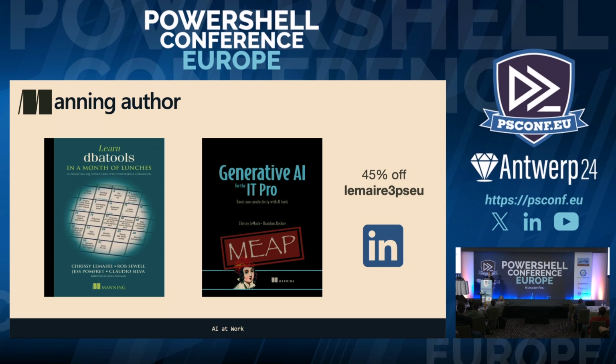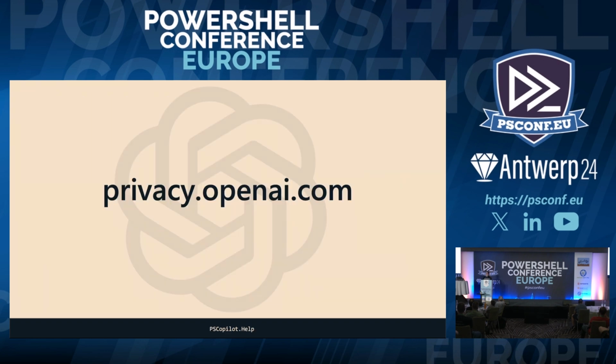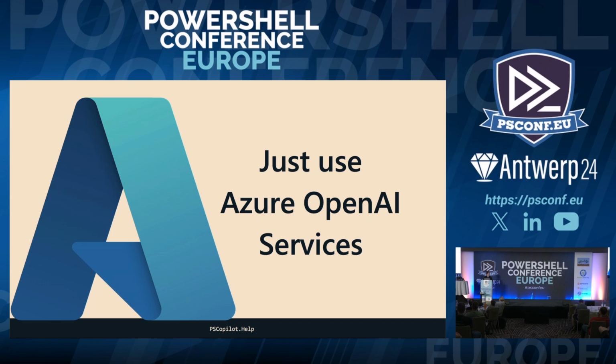I am writing a book on AI. And any time that I talk about AI, I always mention privacy.openai.com. If you're someone who is privacy-minded, go here, opt out of everything. But ultimately, if you value privacy and security and confidentiality, I do recommend to just use Azure OpenAI services.